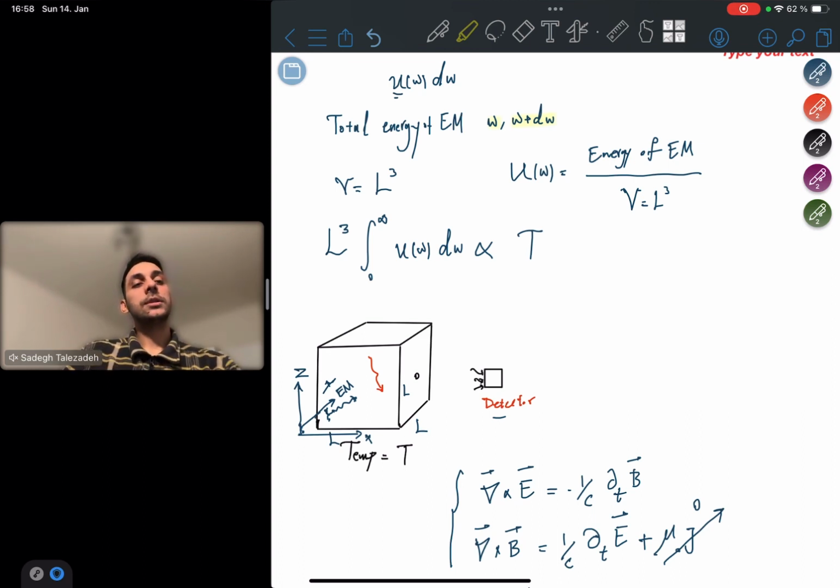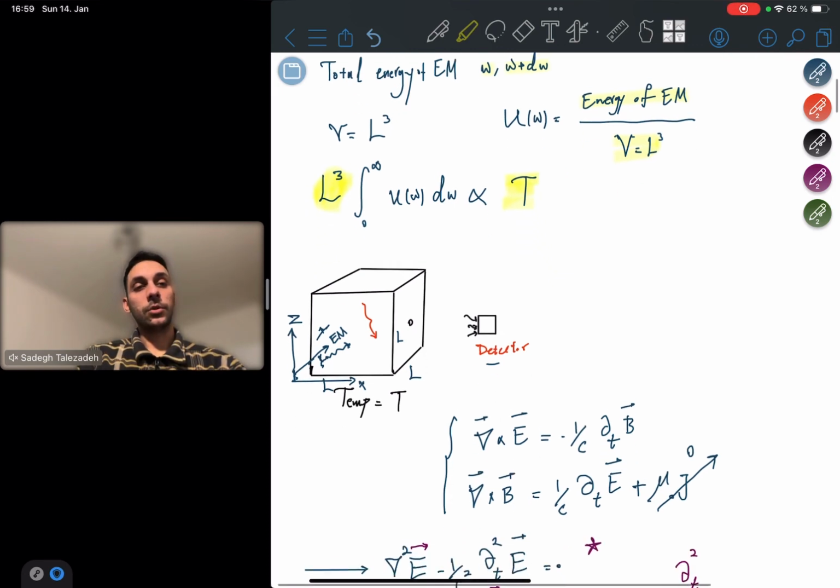And the energy density of this electromagnetic wave inside the box would be the energy of the electromagnetic waves over the volume. So in order to find the total energy, we need to multiply by the volume. Basically, as I said, this total energy should be proportional to the temperature.